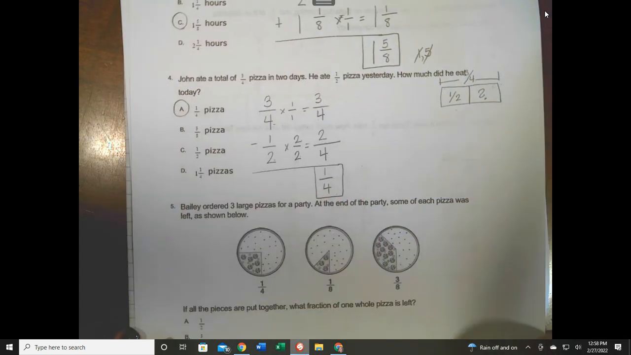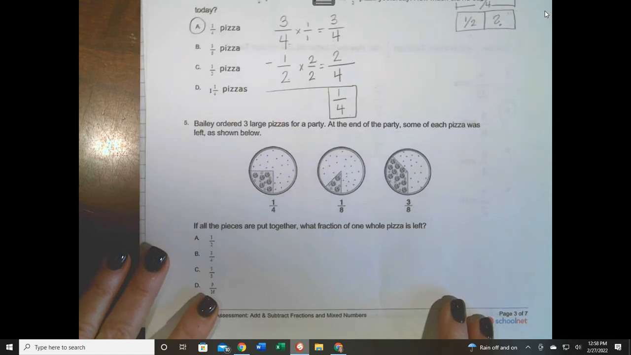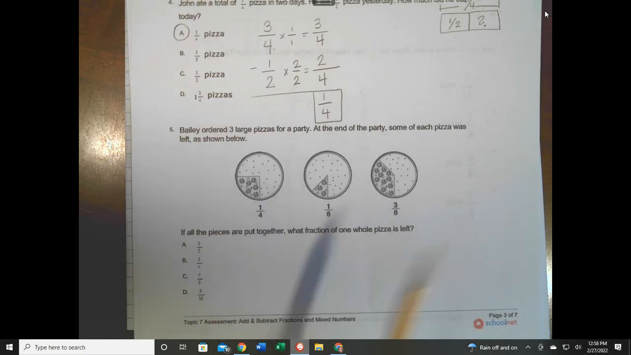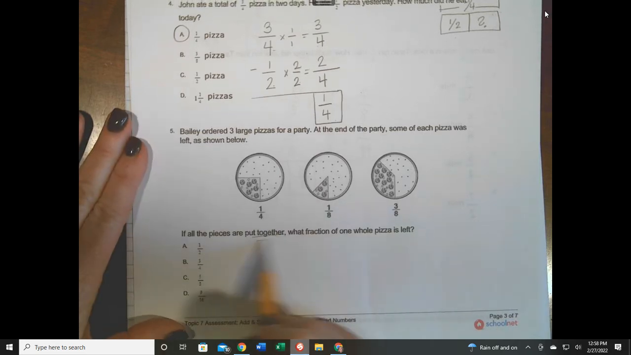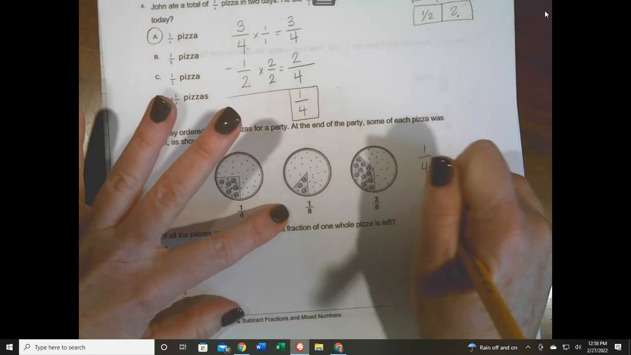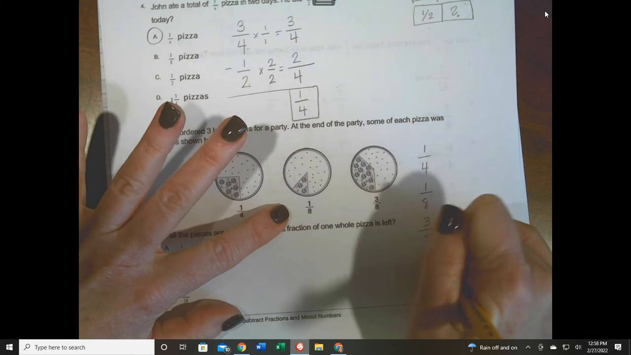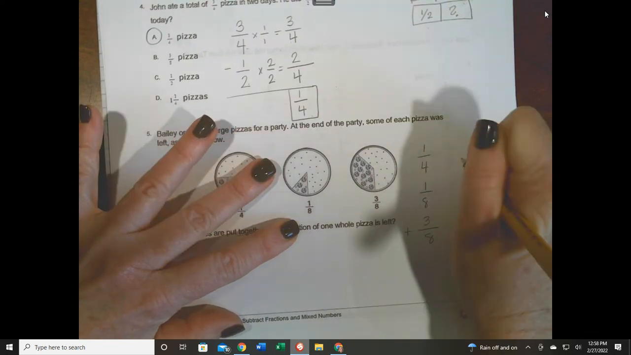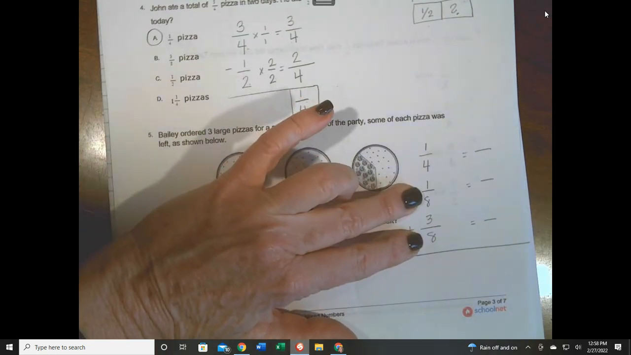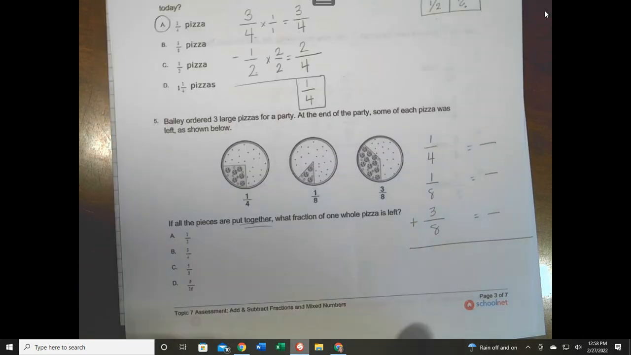All right, number 5, another pizza question. Bailey ordered 3 large pizzas for a party. At the end of the party, some of each pizza was left as shown below. If all the pieces are put together, what fraction of 1 whole pizza is left? So here's the leftovers. We're going to put them all together. So basically, we're going to be adding 1/4, 1/8, and 3/8. Now, if you didn't want to work with all 3 add-ins, you could go ahead and add 1/8 and 3/8 or 4/8 and add 1/4 to 4/8. Either way, we're going to all get the same answer.